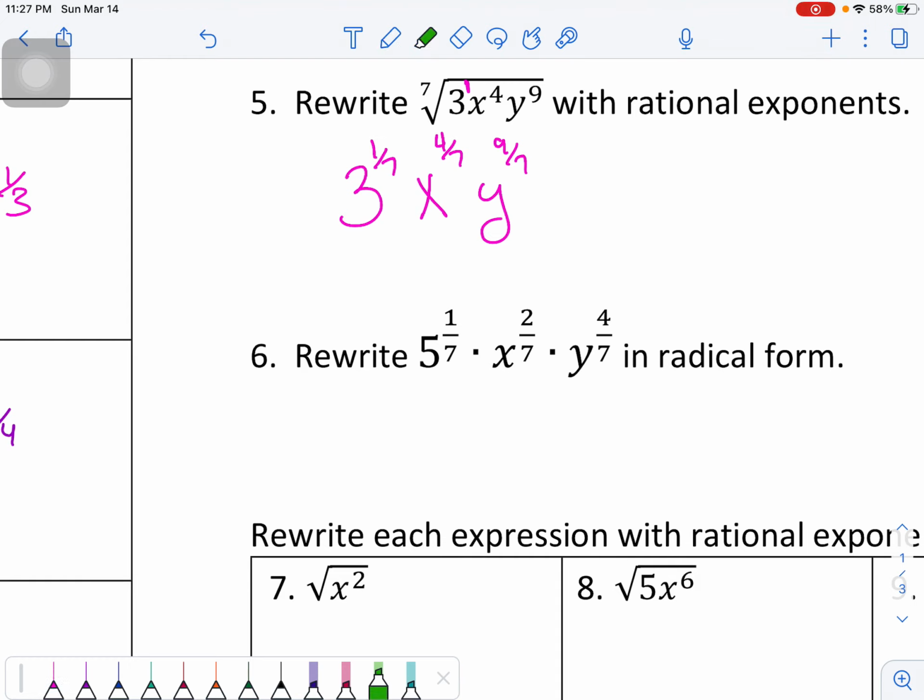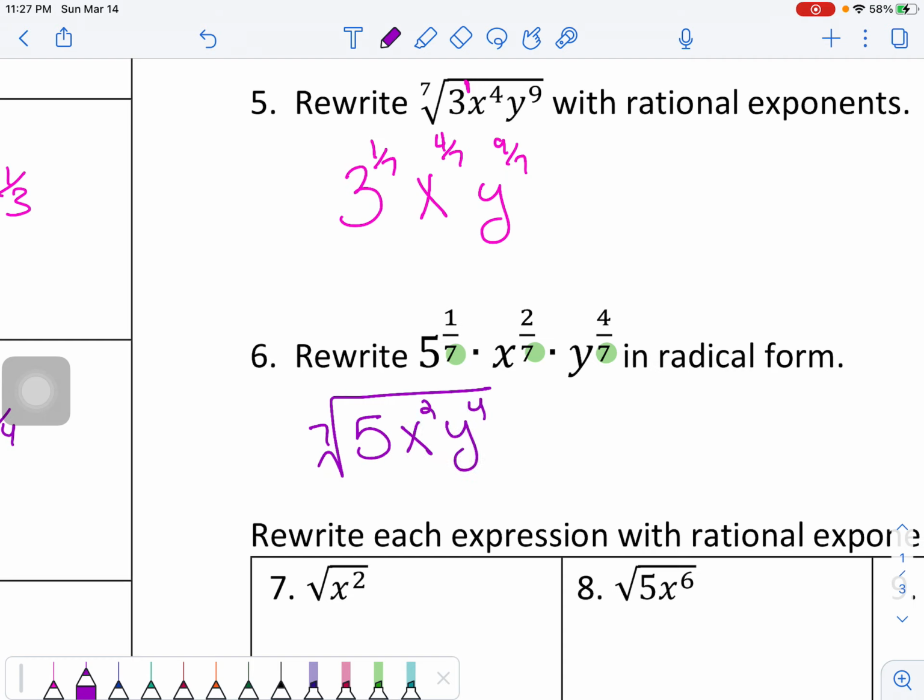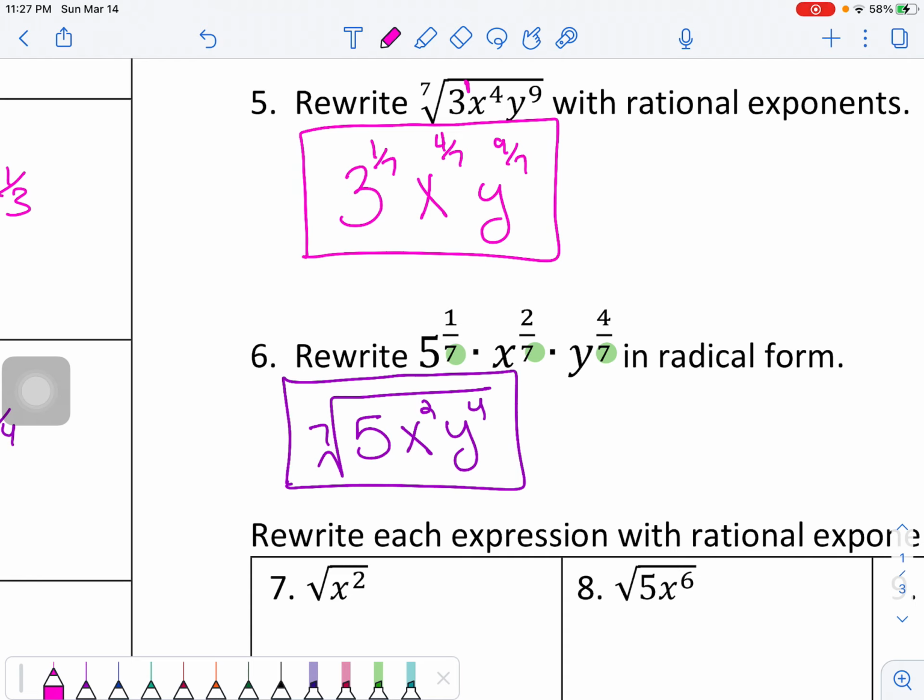Now, part number 6 here, we've got denominators of 7, which means that our root is the 7th root. And now I just want to collect up what's left. So I've got 5 to the 1st. If you want to write 5 to the 1st, you can. I'm going to be lazy and just leave the power of 1 off. I've got x squared and y to the 4th. So that is the final answer for number 6. And just in case you were curious, that was the final answer for number 5.